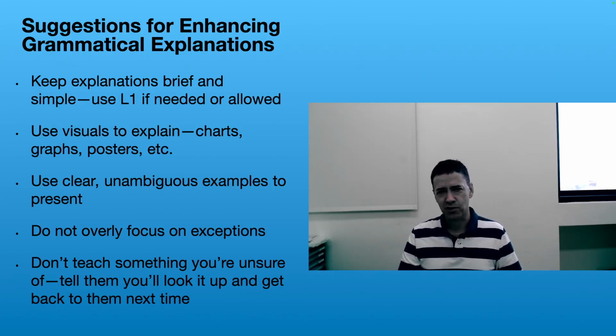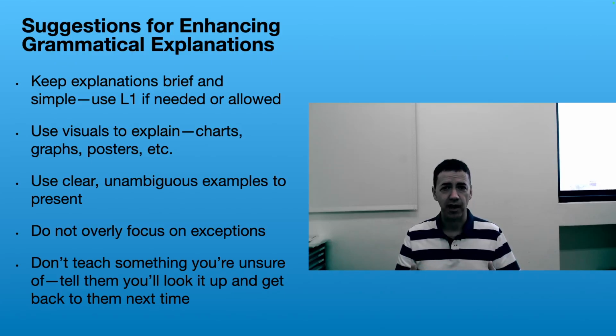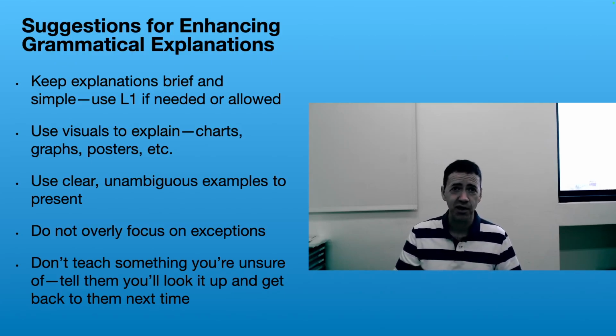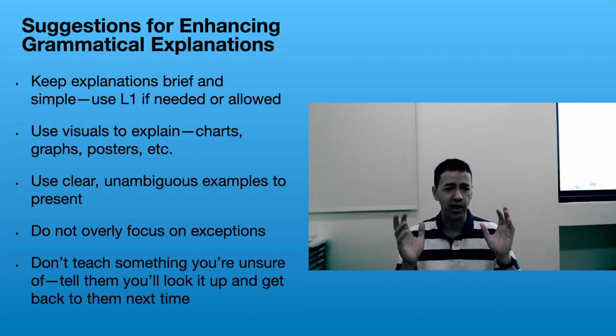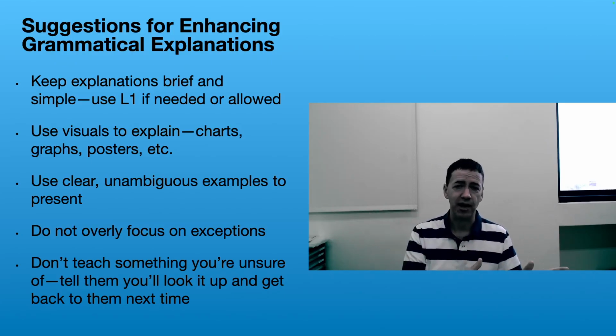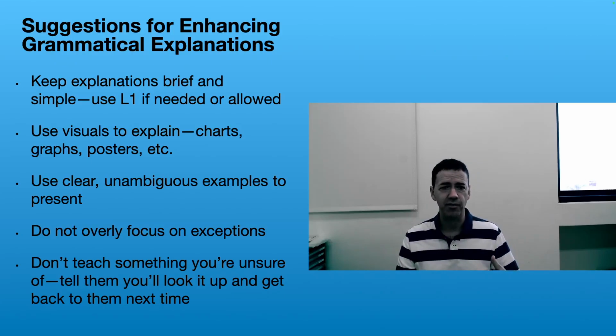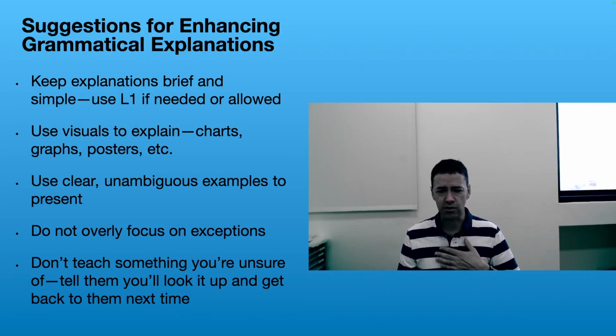And the last point is really important. Don't teach something that you're not sure of. If students ask you a question and you're not 100% sure, it's okay to tell them, you know what? I think I got it, but let me double check for you and I'll get back to you. Or if you're too embarrassed to say you don't know, you can say, you know what, that's a great question. Right now, I want to focus on this. I'll get back to that later. And then that gives you time to think about it or look it up if you have to. It's okay. Everybody goes through this where they don't know the answer to the question.